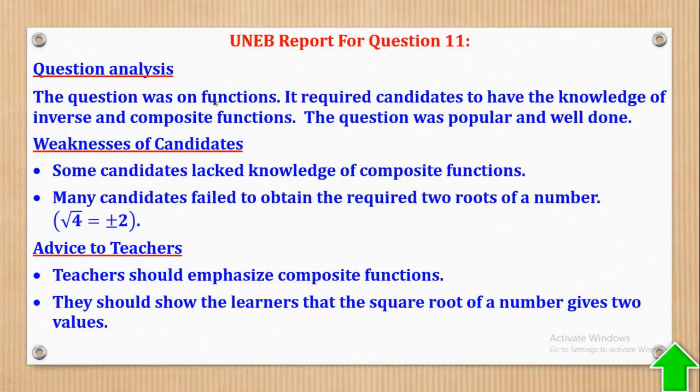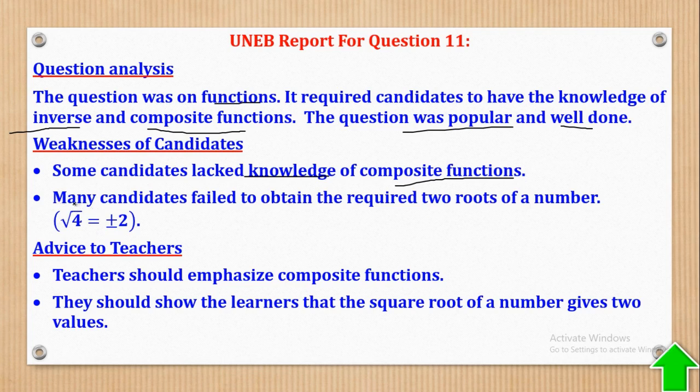So this question was on functions and required the candidates to have knowledge of inverse functions and composite functions. The question was popular and well done. However, some candidates lacked knowledge of composite functions. So in part B, or Roman 2, where they said hf(x) equal to fh(x), some candidates could not know what hf(x) and fh(x) mean.